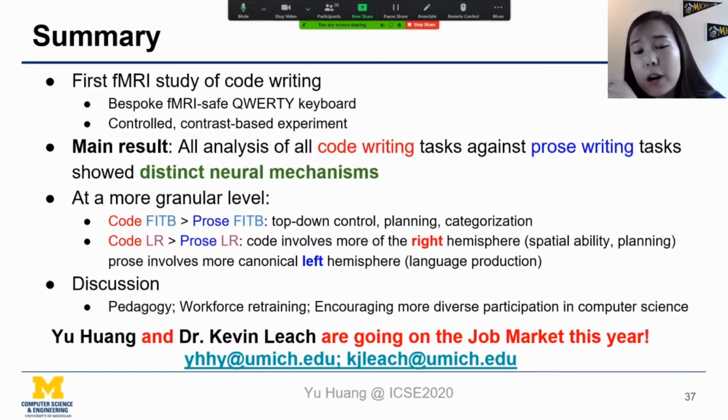At a more granular level, in both low-level and high-level tasks, we found code and prose writing involve different brain regions, especially in high-level tasks. Code writing involves more of the right hemisphere, while prose writing involves more of the left hemisphere. We hope these findings can help guide computer science pedagogy, workforce retraining, and more importantly, we want to encourage more diverse participation in programming. So now we know that even if you're not good at writing, there's still a pretty good chance that you can be a good programmer.